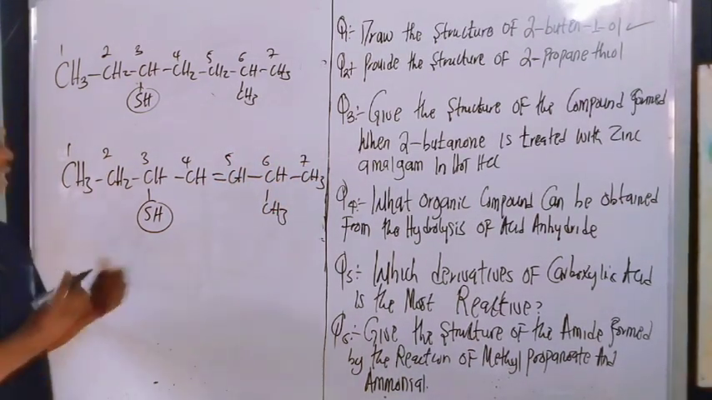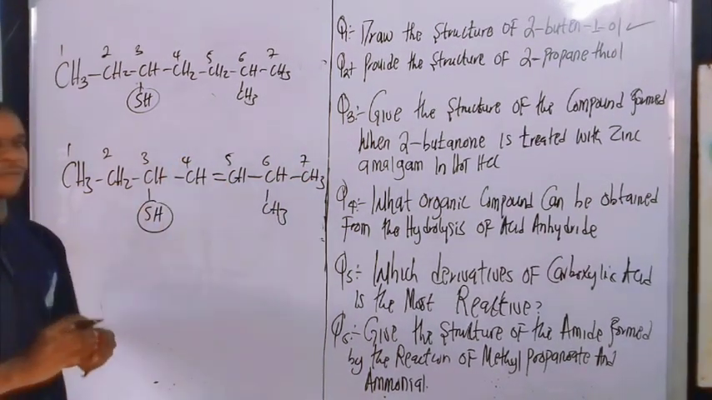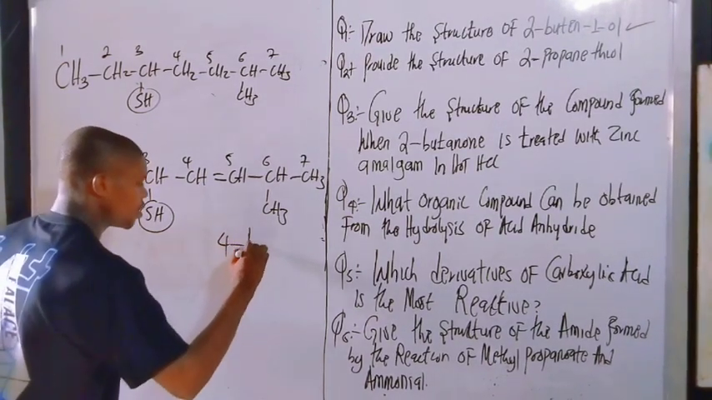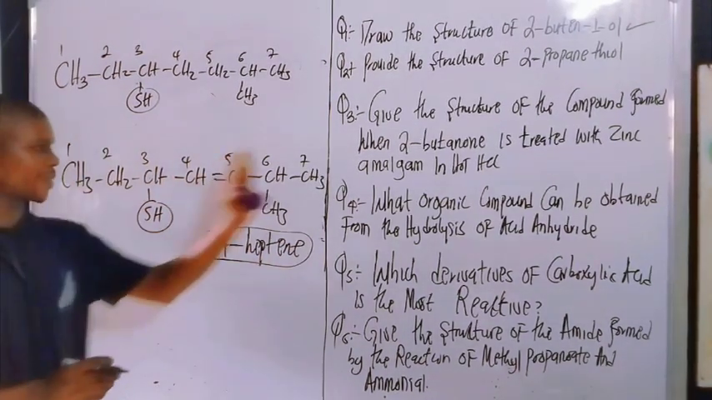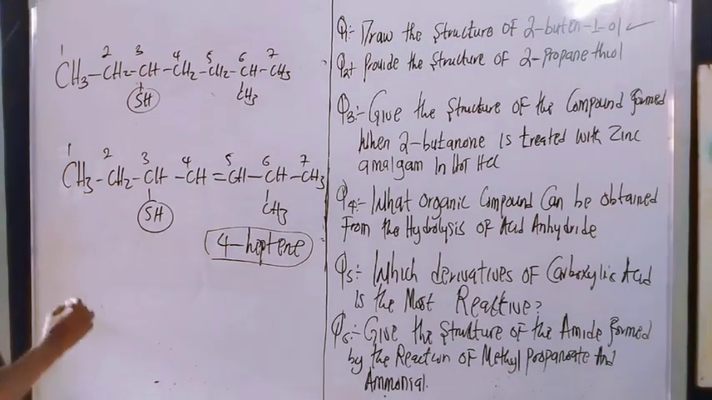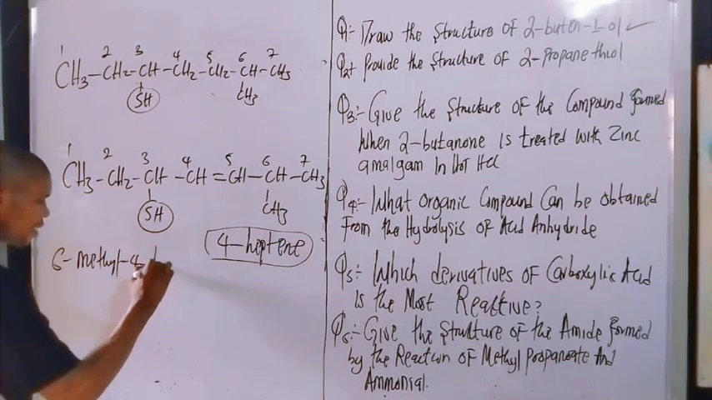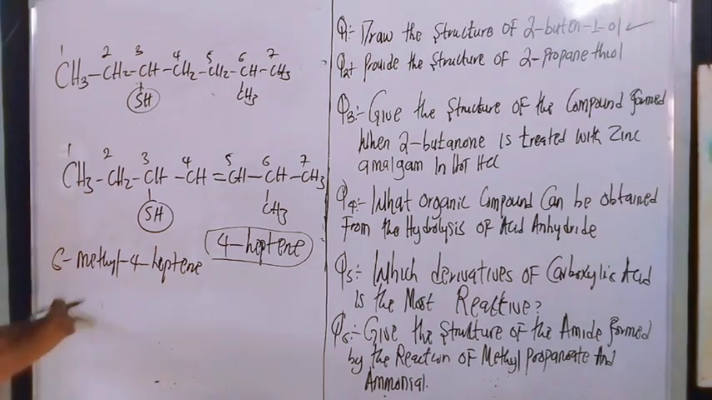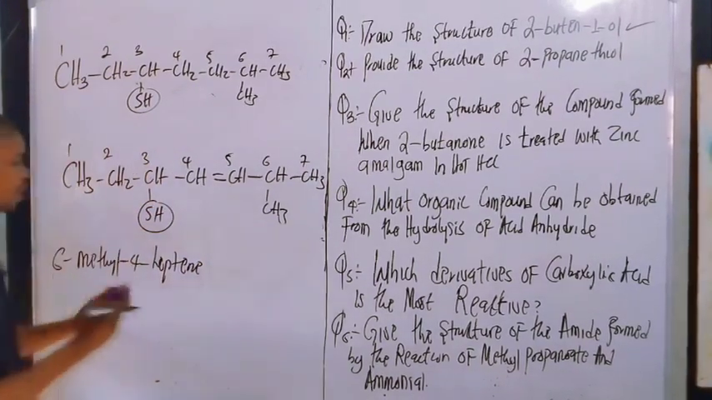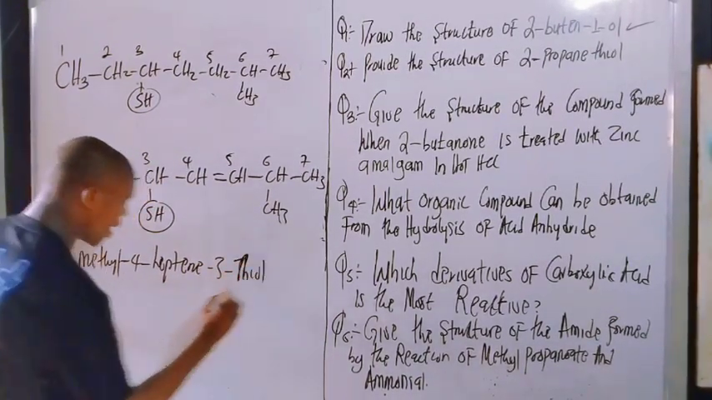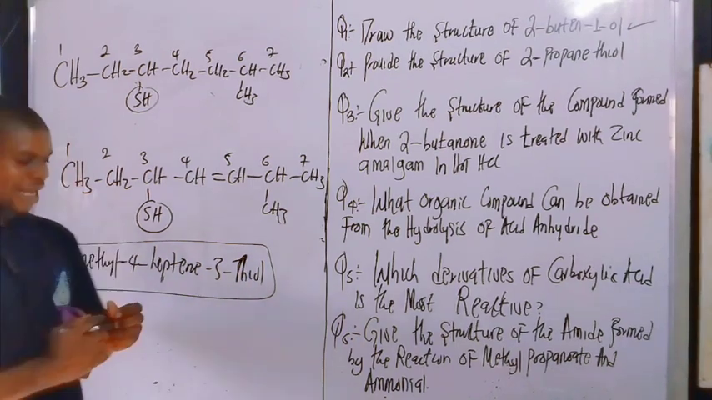Now, what is the parent name? Seven carbons is supposed to be heptane, but there is a double bond, so it would be 4-heptene. I also have a methyl on carbon 6, so it would be 6-methyl-4-heptene. Then before you put your thiol, the thiol is on carbon number 3, so it's going to be 3-thiol. So 6-methyl-4-heptene-3-thiol. That is the answer.